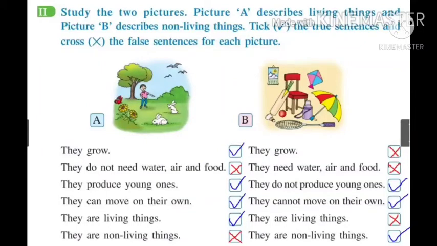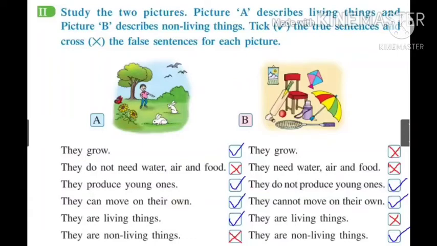Okay, so let's read. First one, they grow. Yes, it is true. They do not need water, air and food. It is wrong. They produce young ones. It is true. They can move on their own. It is also true. They are living things. Yes, it is true. They are non-living things. It is wrong.